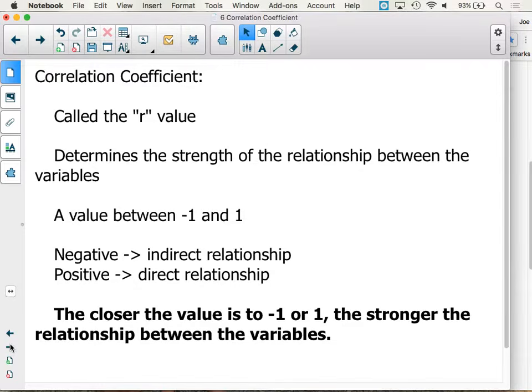So here's some information about the correlation coefficient. Take a moment, copy down some of this information. The main thing is when we use the graphing calculator to find this, we call it the R value. So we're going to look for that variable R, and you'll see where that comes up in a little bit. But the main idea is that the closer this R value is to either -1 or +1, the stronger the relationship is between the variables, and as a result, the more predictable a result will be if we use our line of best fit. So that's the key right there.